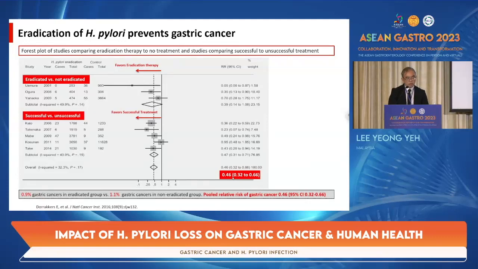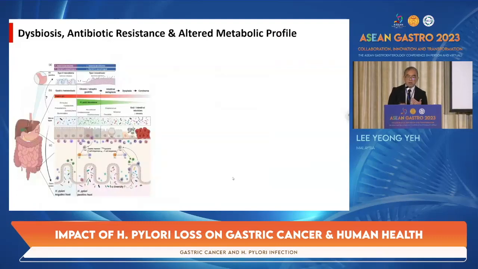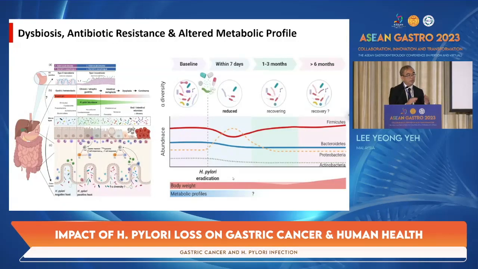eradication. Now, if you cannot eradicate, at least successful treatment of the Helicobacter pylori itself also confers protection against gastric cancer. If you were to compare in terms of the relative risk, you can have a protection of up to 54%. We heard a lot this morning with a great lecture from Professor Liu and the rest about how there's an interaction with dysbiosis, antibiotic resistance, and even altered metabolic profile. Now, I would say that these three are like a trilemma. Each of them would really have effects on each other and on Helicobacter pylori.